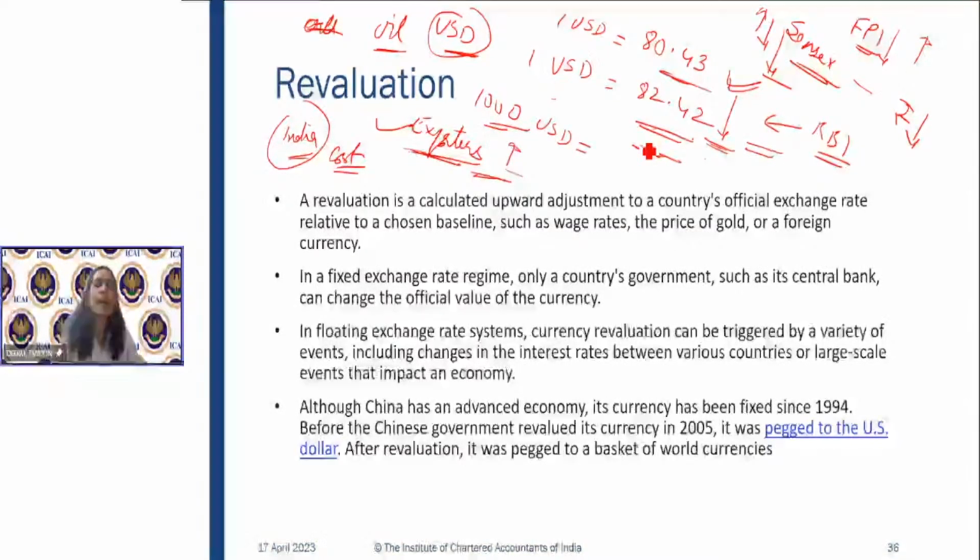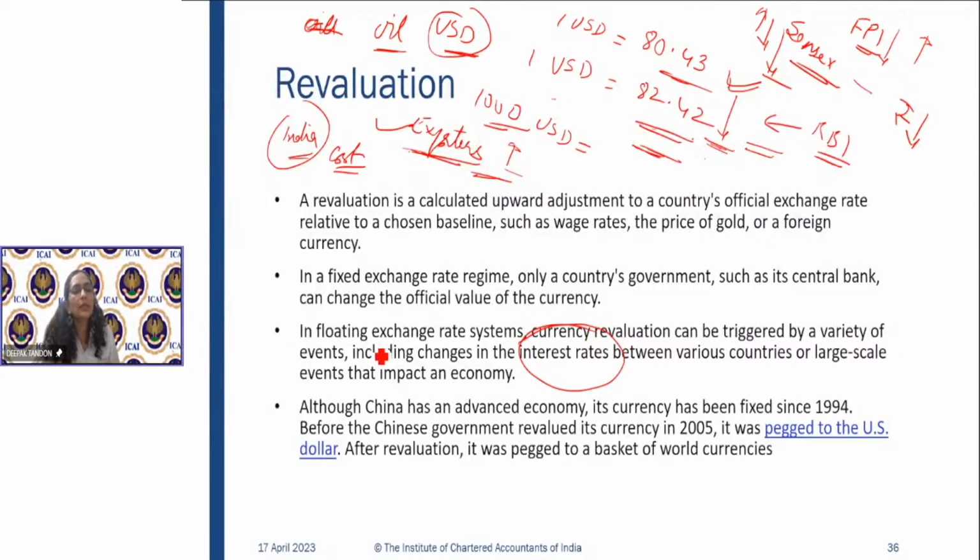Interest rate increases. FPIs will invest in the market. FPI interest increases, investment increases. आपकी currency strengthen हो जाएगी. So RBI will go for managing currency through interest rates. Yes. So it can bring back currency on track through interest rates.